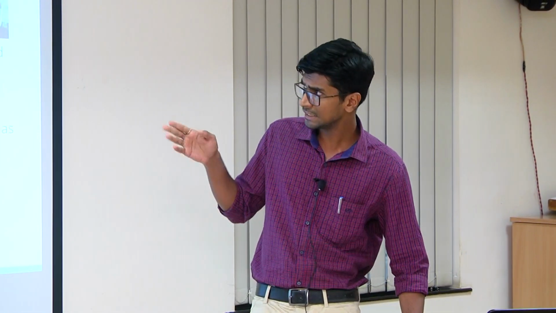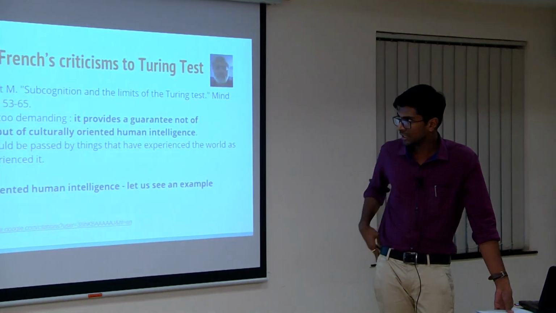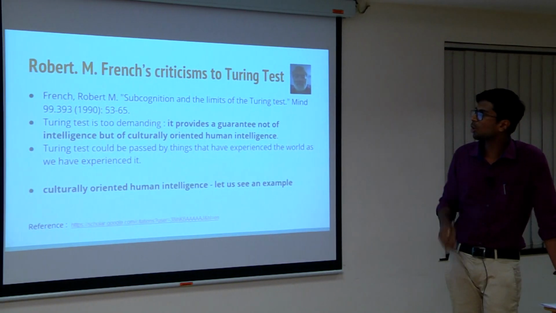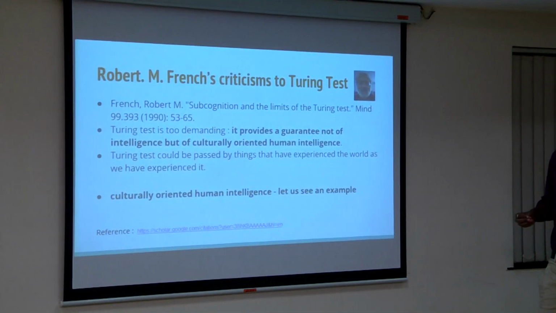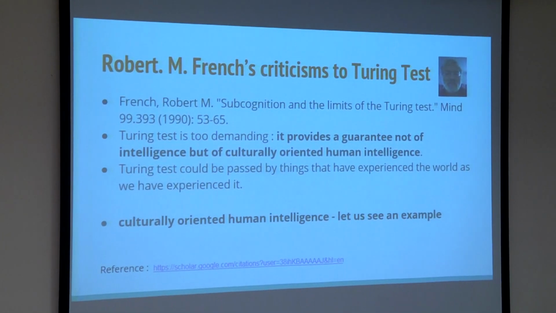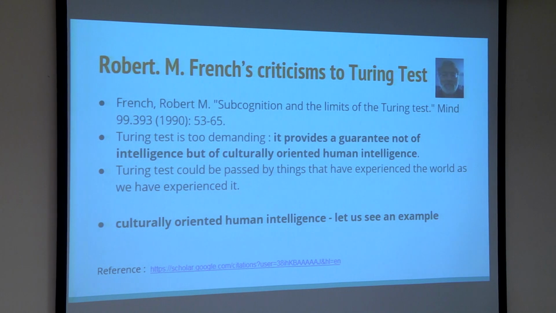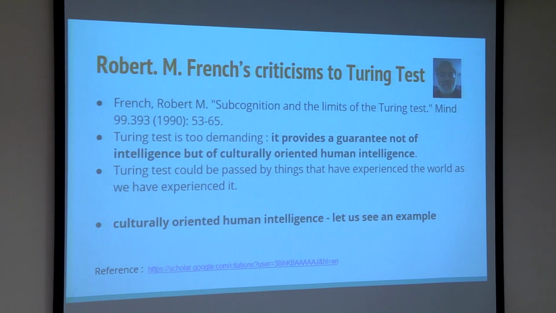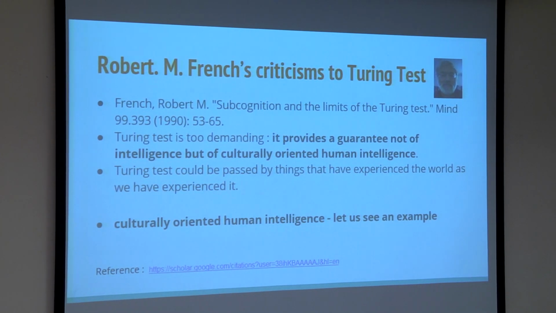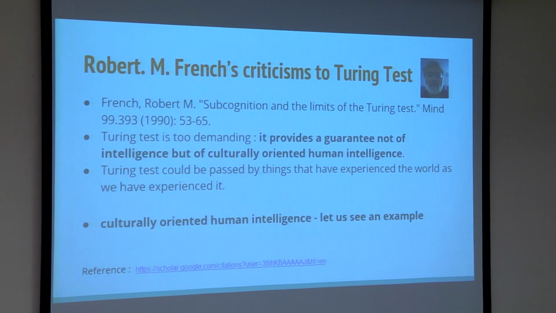Now, this is another criticism, by Robert M. French, but this criticism happened much later after the work of Turing. In his article Subcognition and the Limits of the Turing Test, he says that the Turing Test is too demanding. It provides a guarantee not of intelligence, but of culturally oriented human intelligence. We will try to understand this by an analogy. So what is culturally oriented human intelligence? Turing's test could be passed only by things that experience the world as we have experienced it.